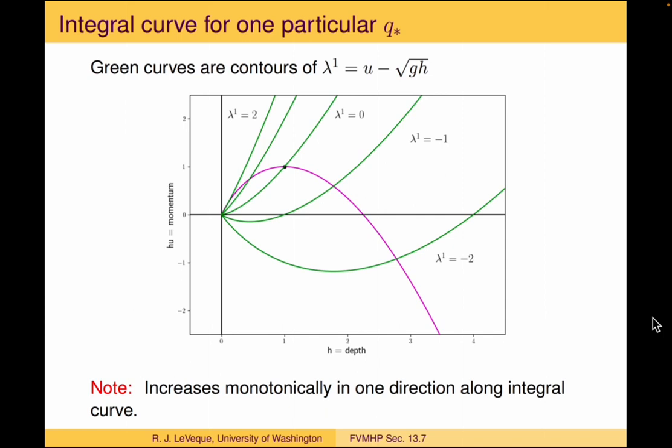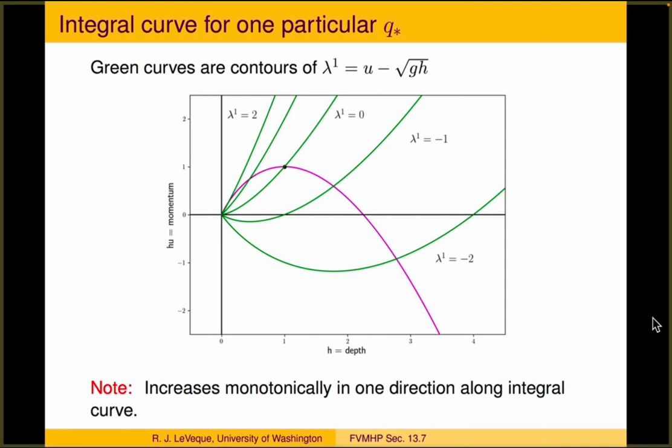So here's a picture for the shallow water equations, where the magenta line is one particular integral curve of R1. So any one simple wave or one rarefaction wave would have states that lie along this magenta curve. And then the green curves are contours of the eigenvalue lambda 1. So at each point, we have an eigenvector R1, which is pointing tangent to this curve, and then we have a corresponding eigenvalue.